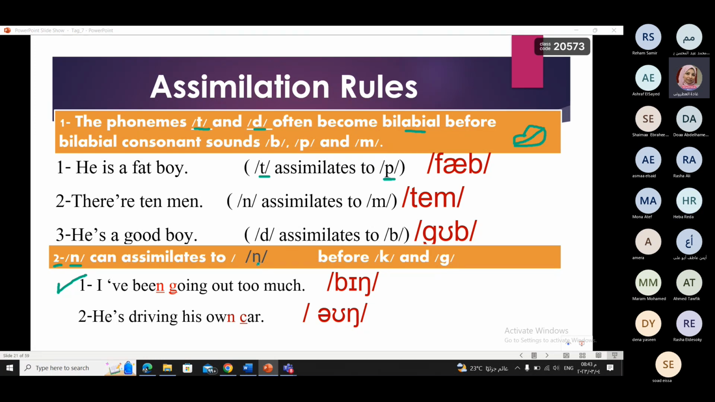You need a star. And try to say these two words contracted, because "I've" is a contraction. I've been going out too much. Excellent Heba. I've been going.